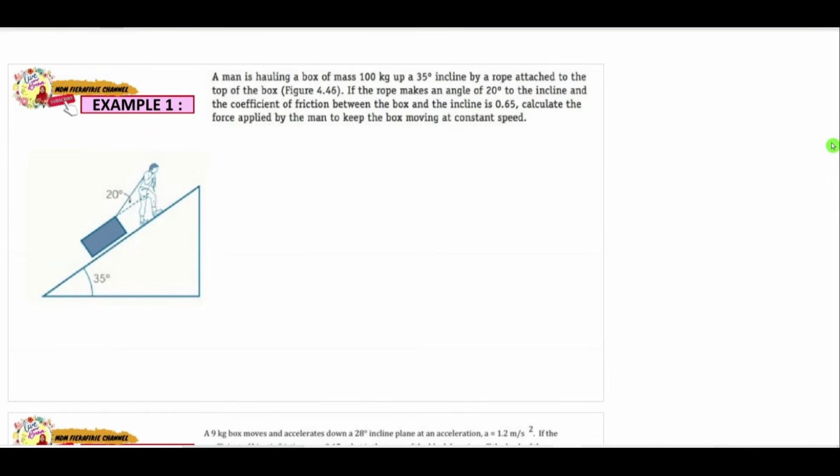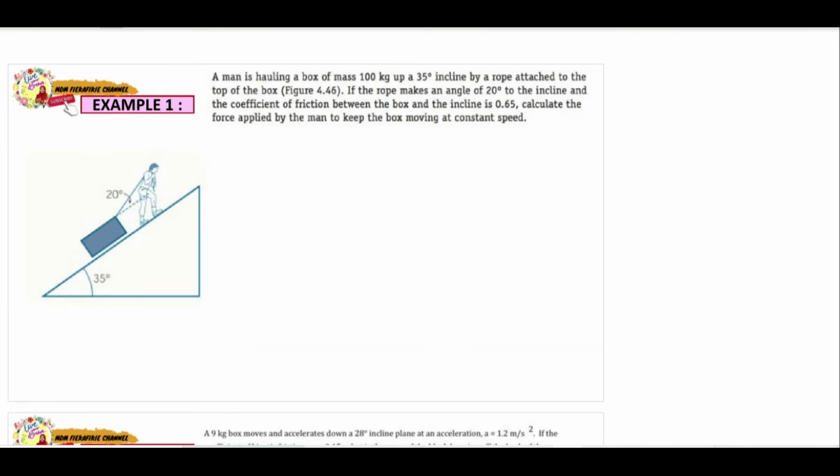Now, let's start with question number 1. So, here we have an inclined plane. And then we have an object where the object is pulled by a man. A man is holding a box of mass 100 kg up a 35 degree incline by a rope attached to the top of the box. So means that the man put an external force on the object in order to make it move upward on the inclined plane. Given that the rope makes an angle of 20 degree to the inclined plane as shown in the figure, and the coefficient of friction also given.